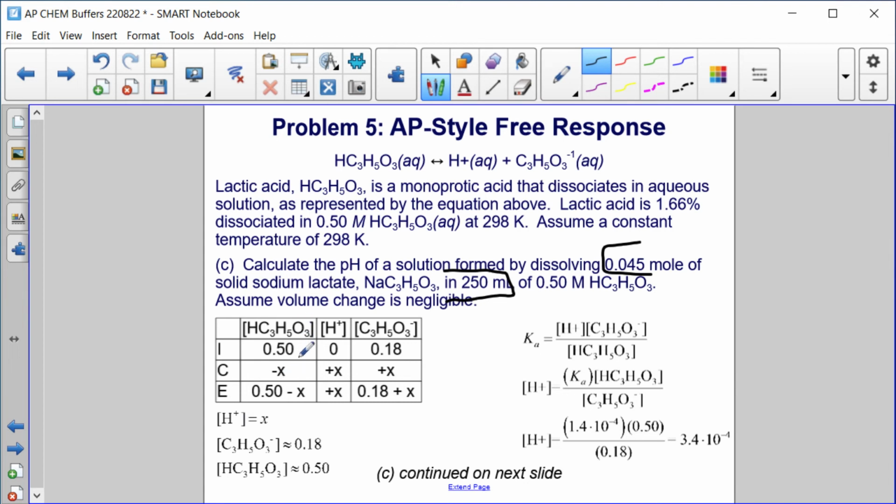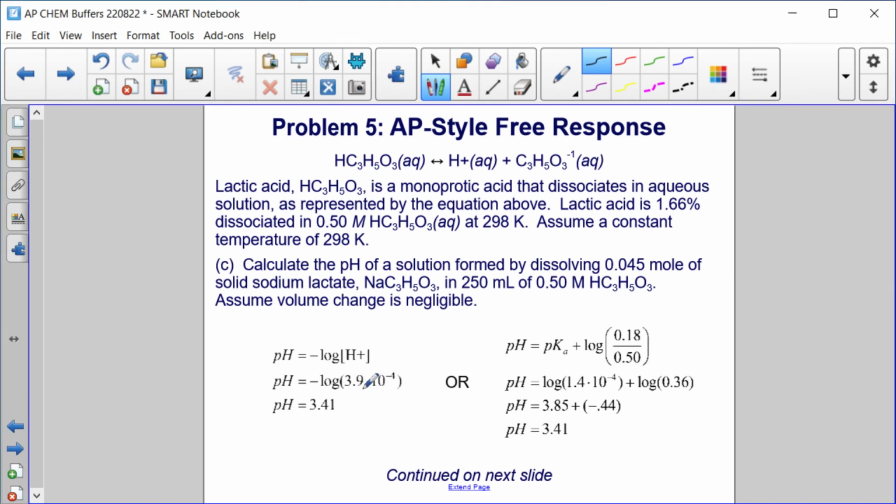We dissociate some of the acid into its ions, and we have these concentrations at equilibrium. Concentration of the hydrogen ion is X, and the lactate and lactic acid are approximately equal to their initial concentrations. We have a Ka expression that we can write, H plus times lactate ion concentration over lactic acid, which allows us to find the hydrogen ion concentration, just substituting these values, equal to 3.4 times 10 to the minus 4. Once we know the hydrogen ion concentration, we can calculate the pH to be 3.41.